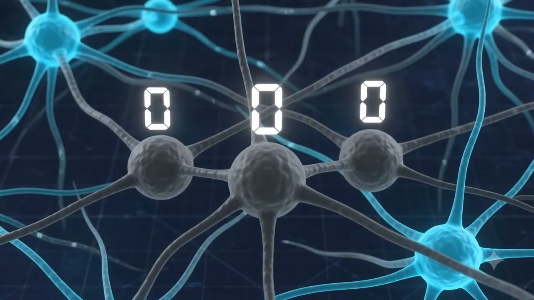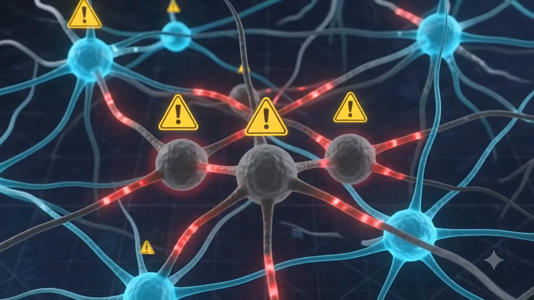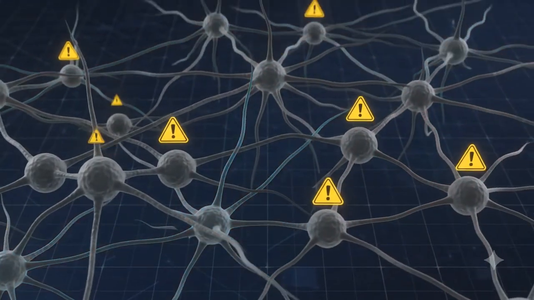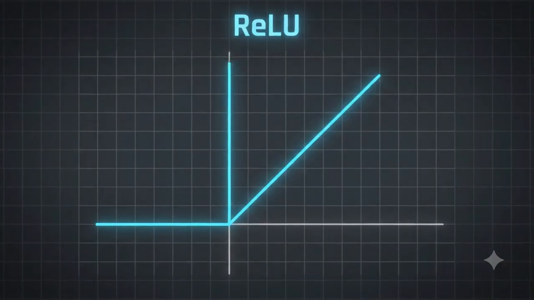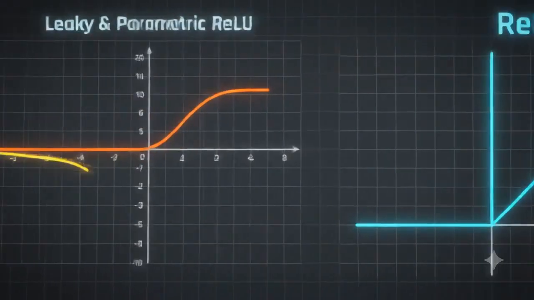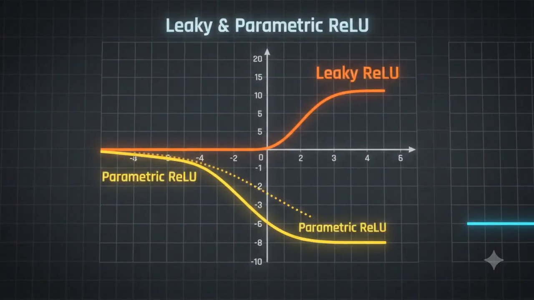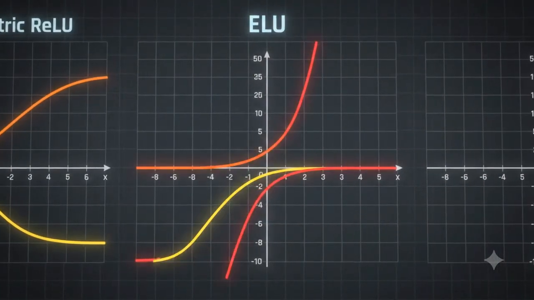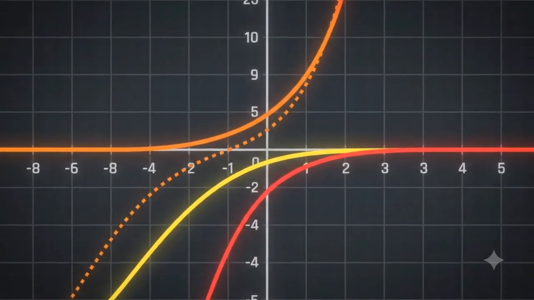Neurons can die. If they always output 0, they stop learning. This is called the dying ReLU problem. To fix dying ReLU, variants were created: Leaky ReLU, parametric ReLU, and ELU. They allow a small negative slope instead of strict 0.